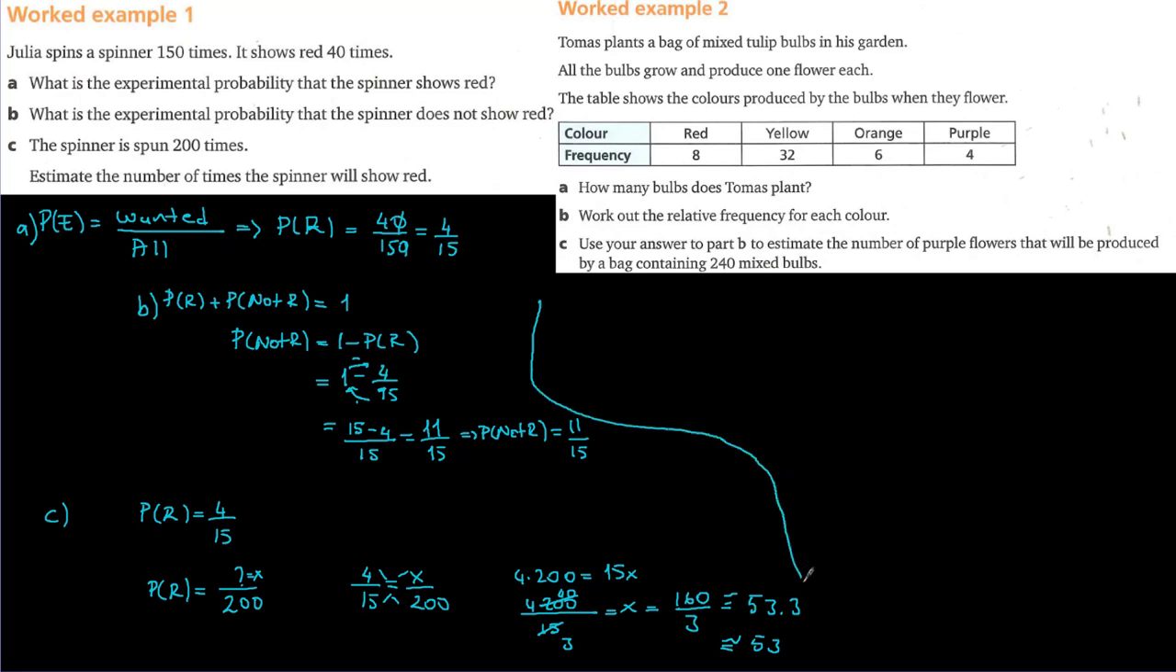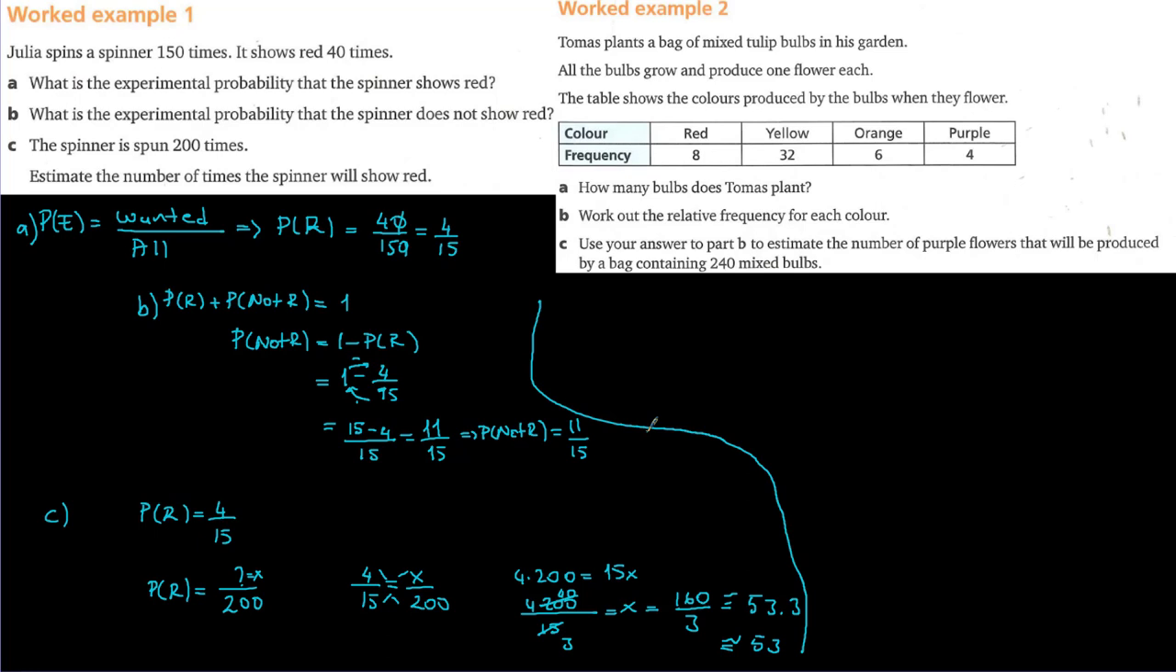Here I'm going to continue with a new example. Thomas planted a bag of mixed tulip bulbs in his garden. All the bulbs grow and produce one flower each. The table shows the colors produced by the bulbs. When they flower, the colors are red, yellow, orange, and purple.